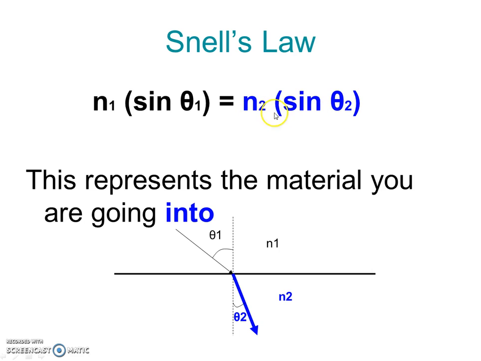The right side of the equation is the material that you're entering. So n2 represents the material that you're going into. So if we go from air to water, n2 would be the index of water. From a diamond to glass, this would be the index of refraction of the glass. Theta 2 is the angle of refraction. Most of the time, this will be what you calculate. So in a problem, you're going to be given 3 of the variables. Calculate the 4th. You can always assume you start in air unless otherwise told.